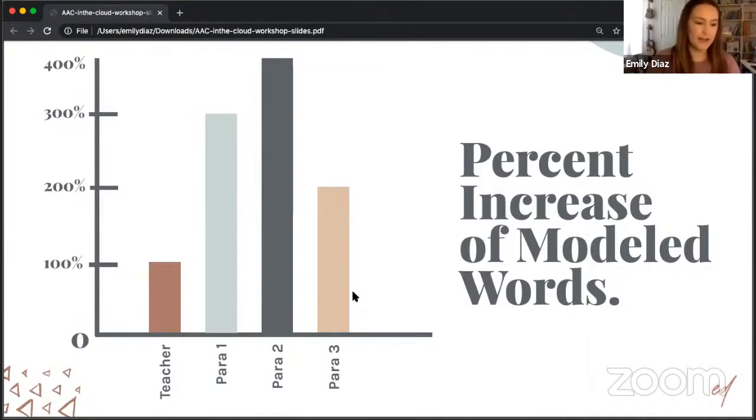Para number 3 started at 8 words a day. That's like one sentence. I say one sentence and I've already said 8 words for the day. Increased by 175% to 22 words per day on average. And when we do this, we keep track of it. We have a tracker that we put up on the board at the end of the day. You know, they click, click, click all day long.